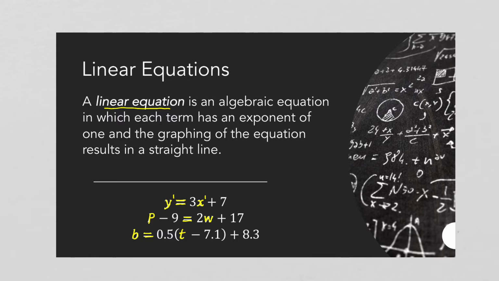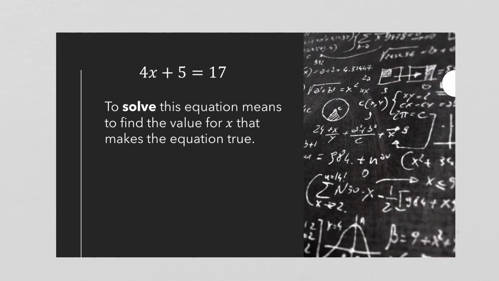So now that we know what linear equations are, let's move to the next step, which is looking at how we solve them. I'm going to take a look at a simpler equation, namely a linear equation that just has one variable. So we're going to start first with the linear equation in one variable, namely 4x + 5 = 17. And suppose we were asked to solve this equation.